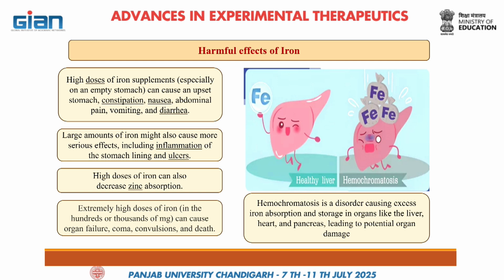As we discussed, iron is very important for our body. Also, its excess can cause harmful effects. High doses of iron supplements, especially on an empty stomach, can cause an upset stomach, constipation, nausea, abdominal pain, vomiting, and diarrhea. A large amount of iron may also cause more serious effects, including inflammation of the stomach lining and ulcers. High doses of iron can also decrease zinc absorption in our body. Extremely high doses of iron, in hundreds or thousands of milligrams, can cause organ failure, coma, convulsions, and even death.